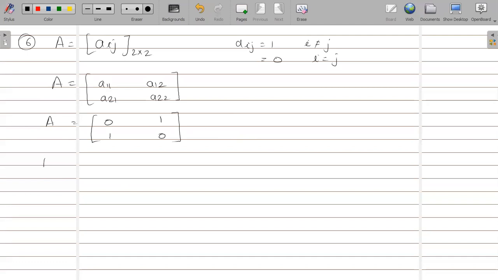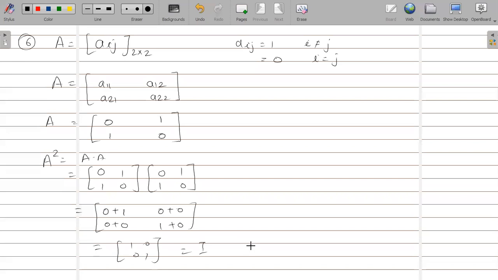Yes, sir. Now, मुझे a squared चाहिए, which is a into a. Okay, so it is 0, 1, 1, 0 times 0, 1, 1, 0. I hope you people remember multiplication of matrices. Row by column. Yes, sir. So it is 0 plus 1, 0 plus 0, 0 plus 0 and 1 plus 0. So it is 1 0 0 1, which happens to be your I unit matrix. The option A is the answer.